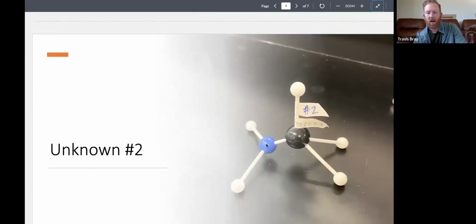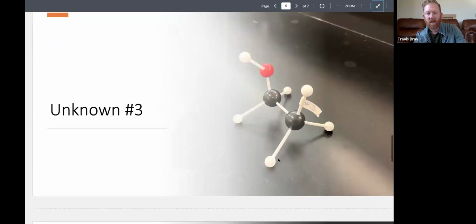Here's the second one. So this is nitrogen in blue, carbon in black. They don't show the lone pairs of electrons like I do. There's still a lone pair of electrons here. And then all of these are hydrogens around it. So this is CH3NH2, or H3CNH2, as you wish. Here we have carbon, carbon, oxygen, hydrogen, hydrogen. So this is CH3CH2OH.